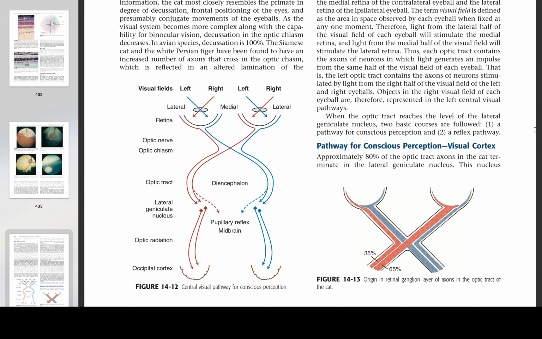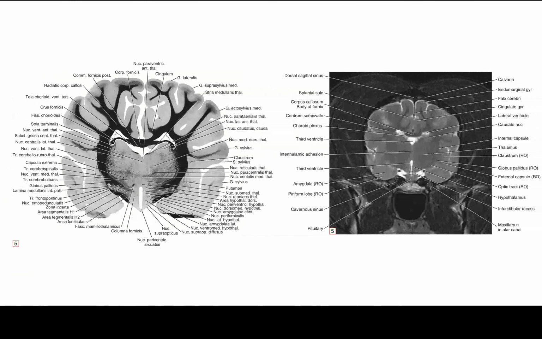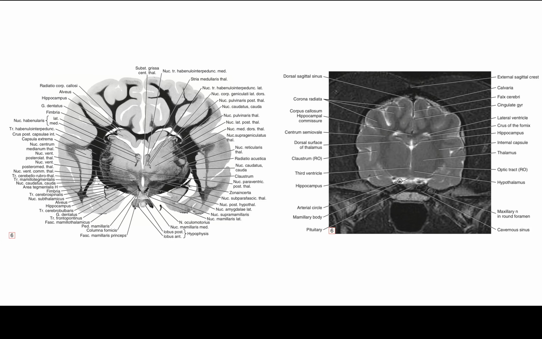Each optic tract contains axons mostly from the medial retina of the contralateral eyeball and the lateral retina of the ipsilateral eyeball. The term visual field is defined as the area in space observed by each eyeball when fixed at any one moment. Therefore, light from the lateral half of the visual field of each eyeball will stimulate the medial retina, and light from the medial half of the visual field will stimulate the lateral retina. Thus, each optic tract contains the axons of neurons in which light generates an impulse from the same half of the visual field of each eyeball.